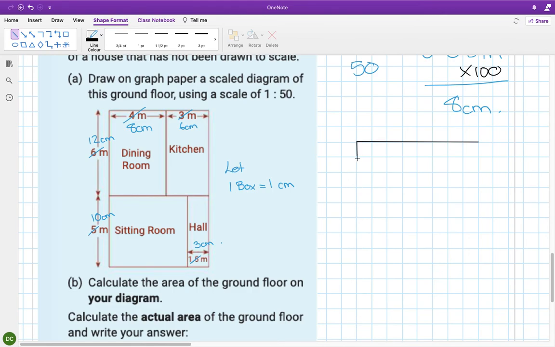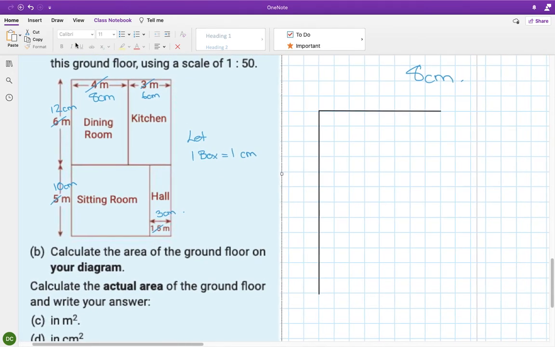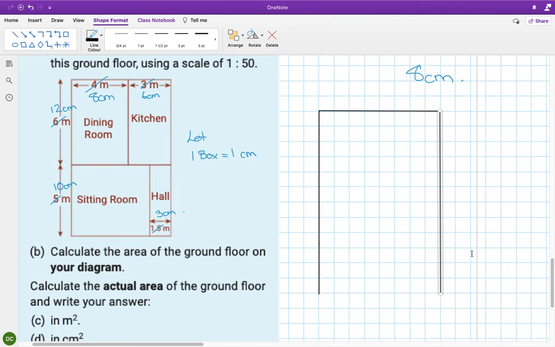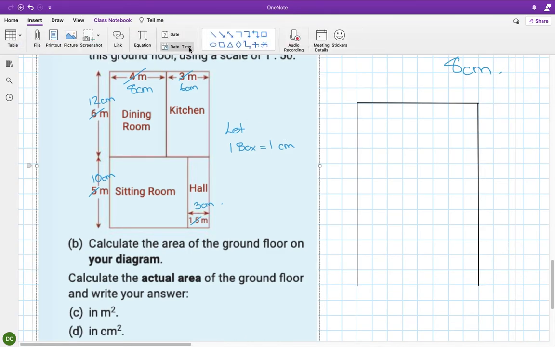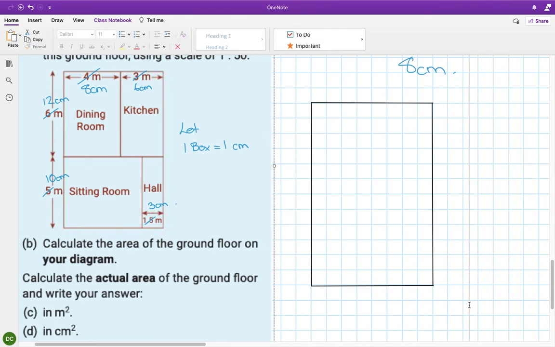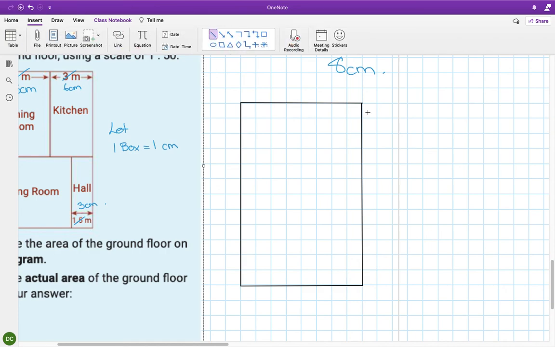Okay, 1, 2, 3, 4, 5, 6, 7, 8, 9, 10, 11, there's 12. Yeah. I'm going to have that same 12 on the far side of the dining room. So straight down there. Okay, and the same 8 across. All right, so there's my dining room. Then I'm going 6 centimeters for the kitchen.